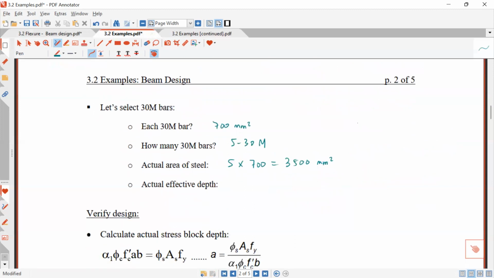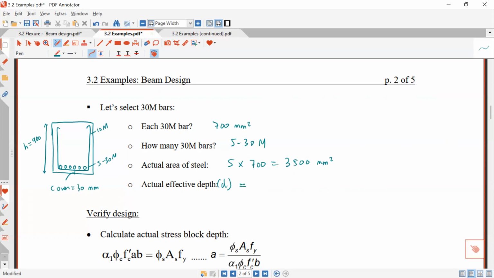Okay, so next, let's determine the actual effective depth. So this is D, right? Now we know our depth here, H, was 900. We're using these 10M stirrups, and here we're putting 5 of these 30Ms. The cover was given in the question, I believe. If not, you'd have to select it based on the exposure condition. So cover is 30 millimeter. Normally, if the beam is inside the building, it's 30 millimeter.